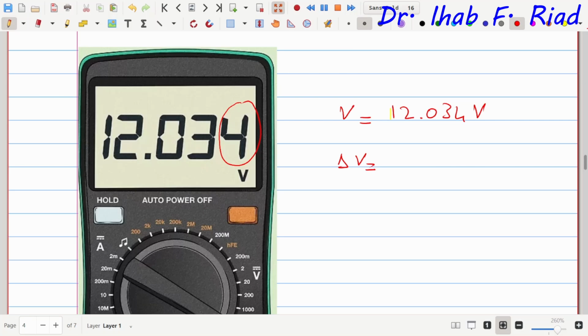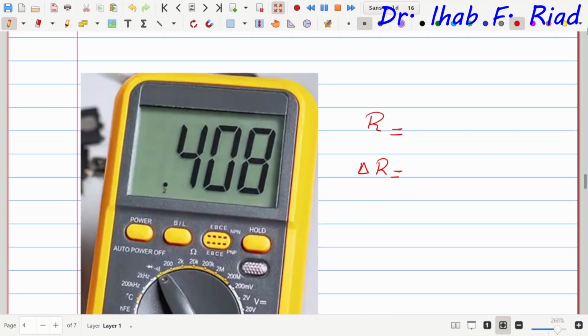Then this value is going to be 0.001 volt. This is how you identify the uncertainty in a digital scale. It is going to be 1 unit of the least significant figure. The least significant figure is this one, and 1 unit of it is 0.001 volt.